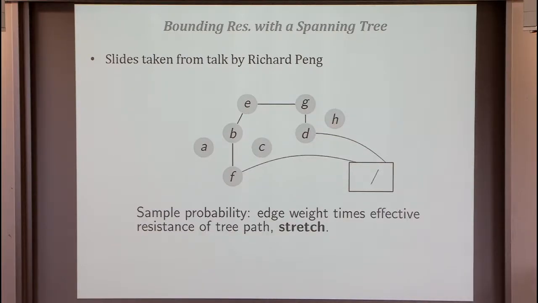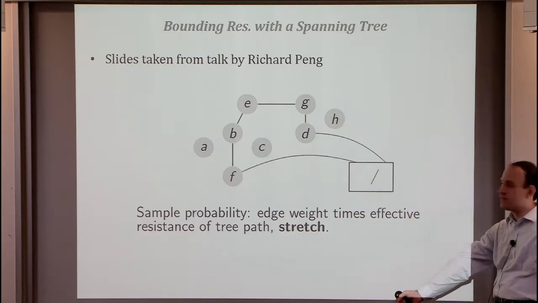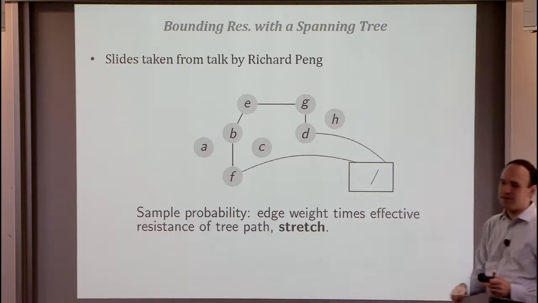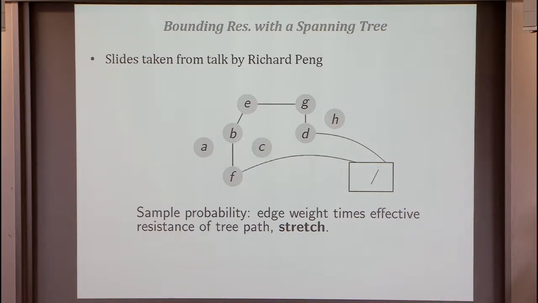So now, what does this tell us? It tells us the sample probability we're using for edges is just the weight of the original edge times the effective resistance of this long path that I've replaced it with. Morally, I'm taking an edge, and when I erase an edge, I'm replacing it with this whole path in the tree. And we'll define the stretch to be the ratio of the original length to the length of the path that I'm trying to replace it with. And that's the probability that shows up in the effective resistances.